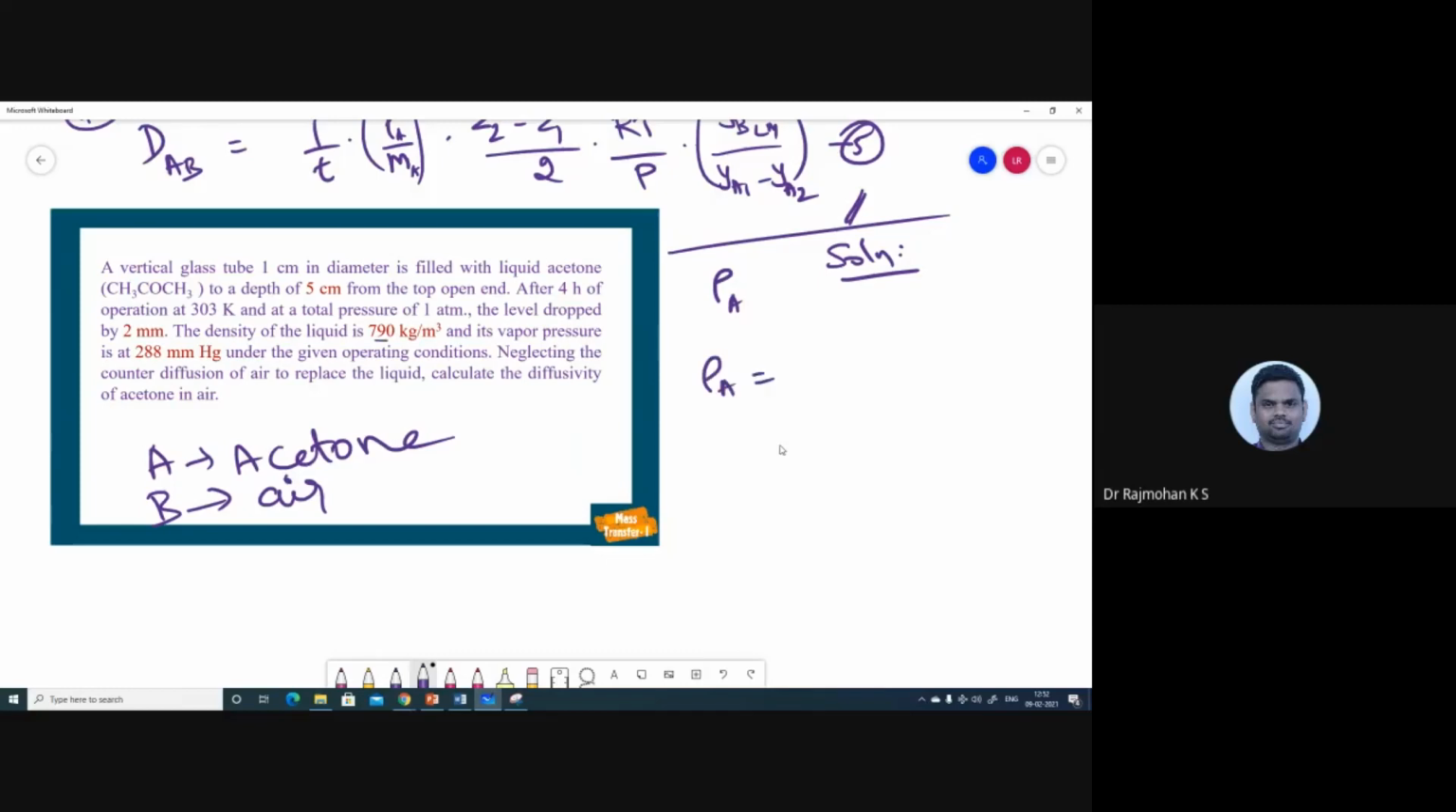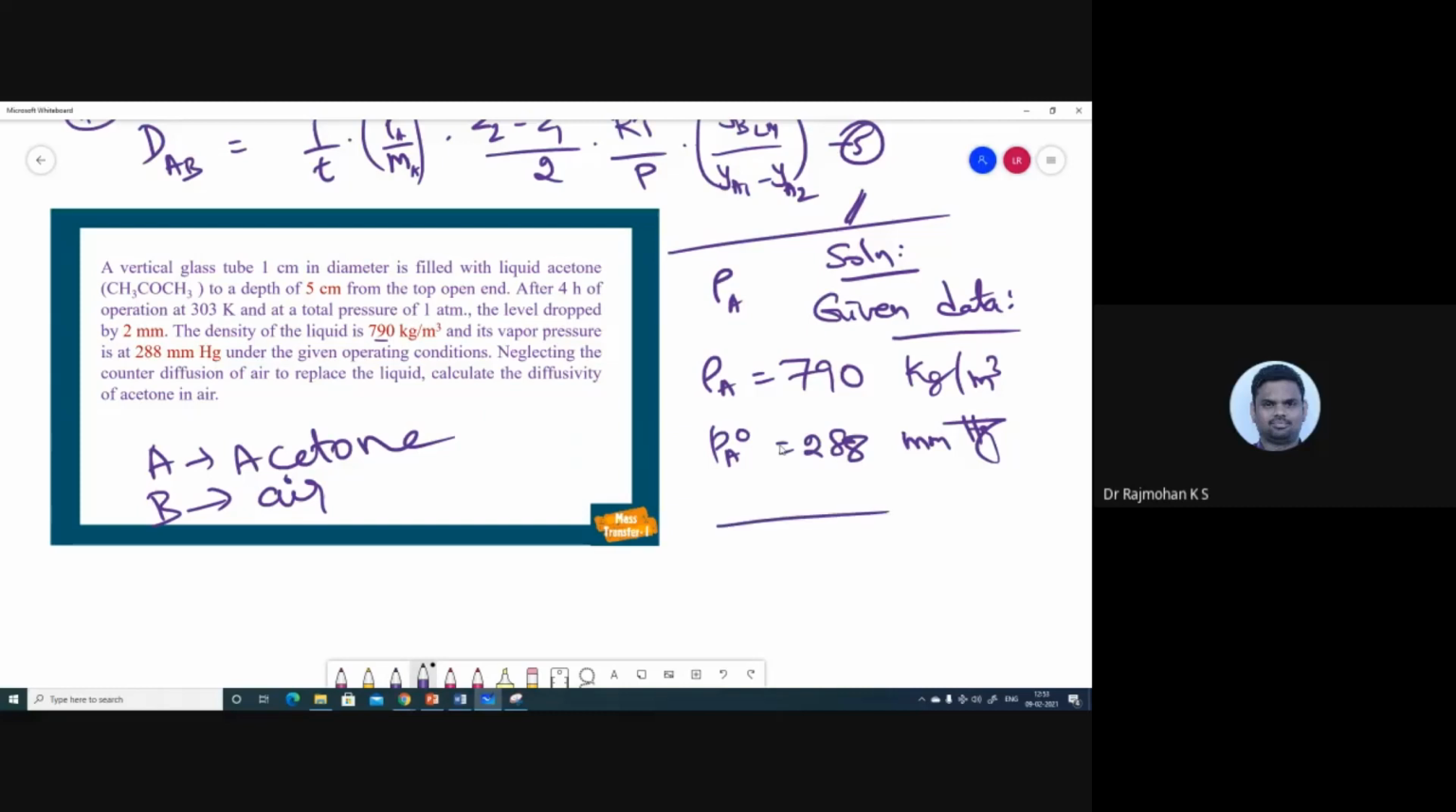It is given as 790. We are writing the given data. So density is 790 kg per meter cube. Vapor pressure is given. I can write like PA naught is given equal to 288 mm mercury. Then what is given? Thickness. The level dropped by 2 mm.